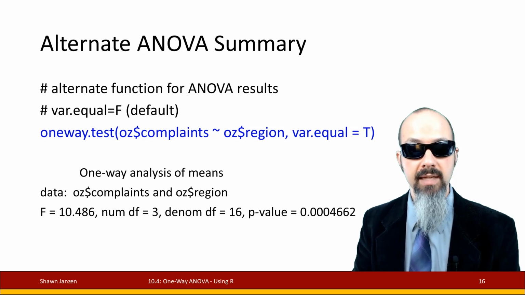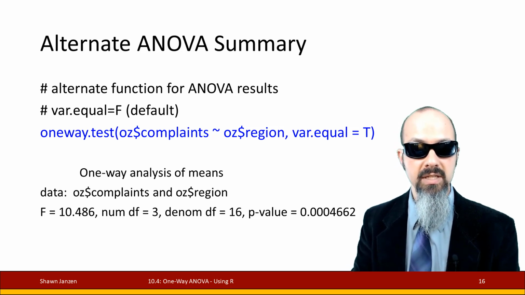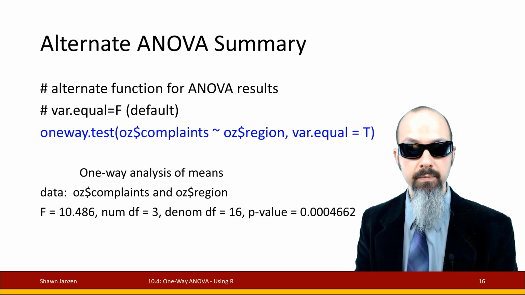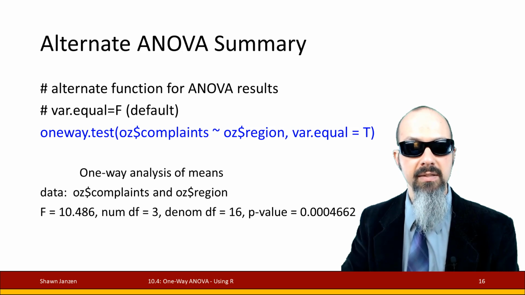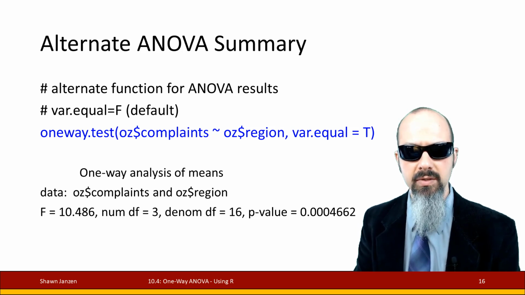So the one-way.test, inside is the same as it is for the other ANOVA, DV tilde IV, or in this case complaints tilde regions. And there's a var.equal option in there. The default is that var.equal is FALSE, for unequal variances. We're going to come back to that one soon enough.